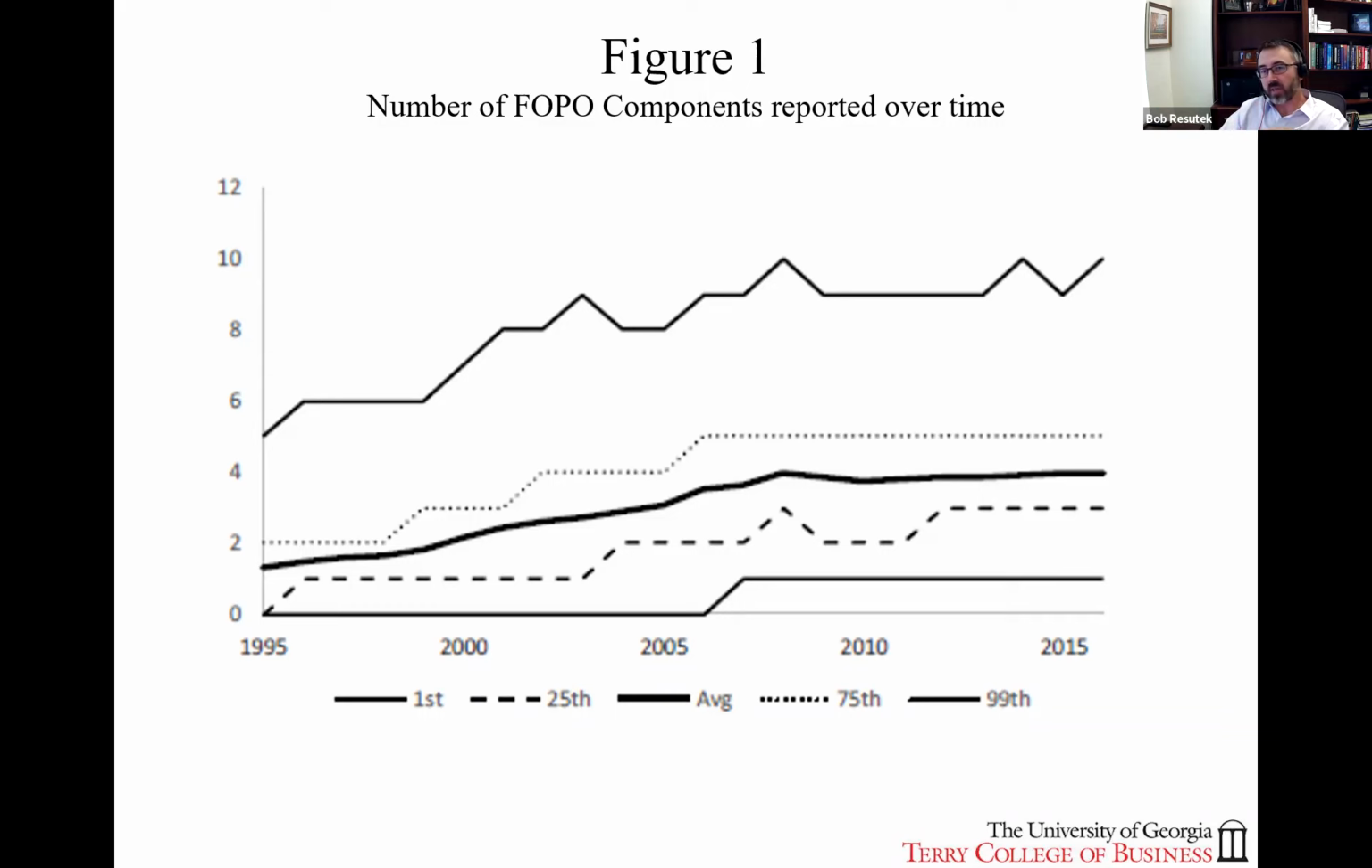What this is showing is that solid dark line, the average number of FOPO items reported by firms. In 1995, I think it was around 1.9, 1.92. There's variation in there, obviously, and the 99th percentile in 1995 was a little over 5. It's gradually increased over time. And this is more than just, now we have stock-based compensation.